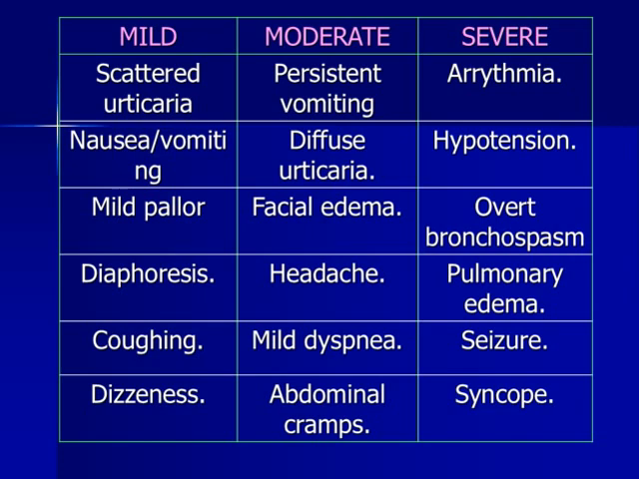Okay? So if we classify the usual reactions into mild, moderate, and severe, you can see that mild, from my personal experience, nausea and vomiting are very common. Okay? Some pallor, coughing and dizziness are also a little bit common. Moderate ones are less common. I saw them a few times, like some persistent vomiting or headache. Okay, mild dyspnea is also a little bit common. Severe, inshallah, no one sees it at all. Like arrhythmia, hypotension, pulmonary edema, seizure, and syncope. We might be careful about that.